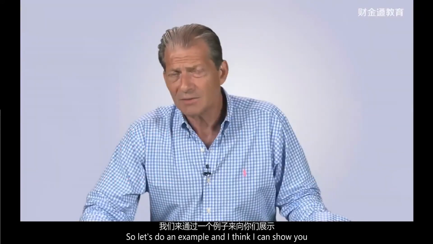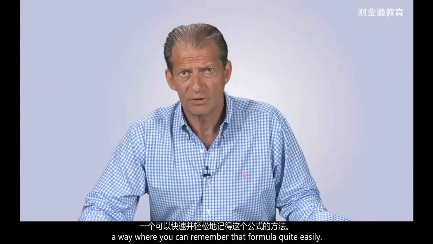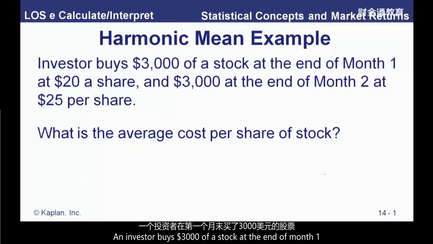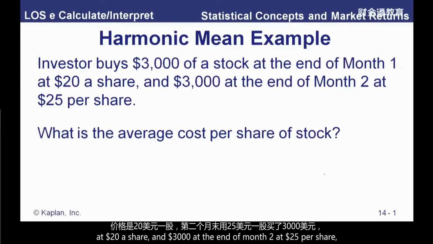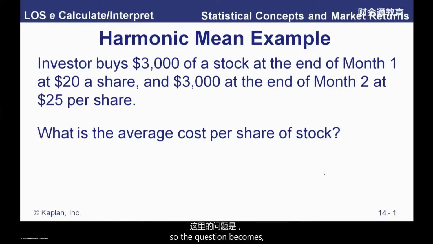So let's do an example, and I think I can show you a way where you can remember that formula quite easily. An investor buys $3,000 of a stock at the end of month 1 at $20 a share and $3,000 at the end of month 2 at $25. So it's a simple example, but we can apply this. So the question becomes, what is the average cost per share of stock? Well, that question is the same as what's the harmonic mean of 20 and 25.